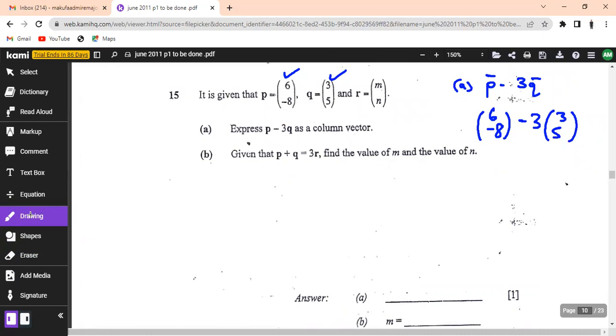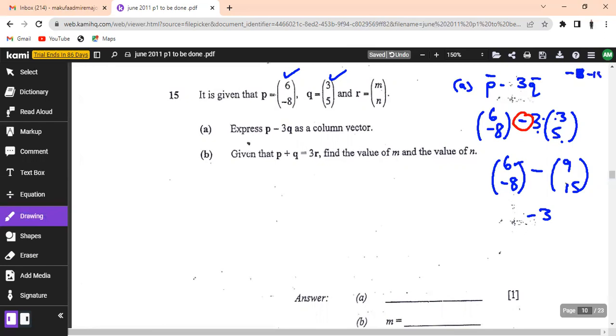So the 3 is just a scalar. Avoid using the negative for the meantime, just leave the negative there. Multiply the numbers. So it's going to be (6, -8) minus, we multiply 3 and 3, which is 9, and 3 and 5, which is 15. So you multiply the two, and you can now subtract corresponding elements. That's 6 minus 9, which is minus 3, and minus 8 minus 15 from your calculations, guys.